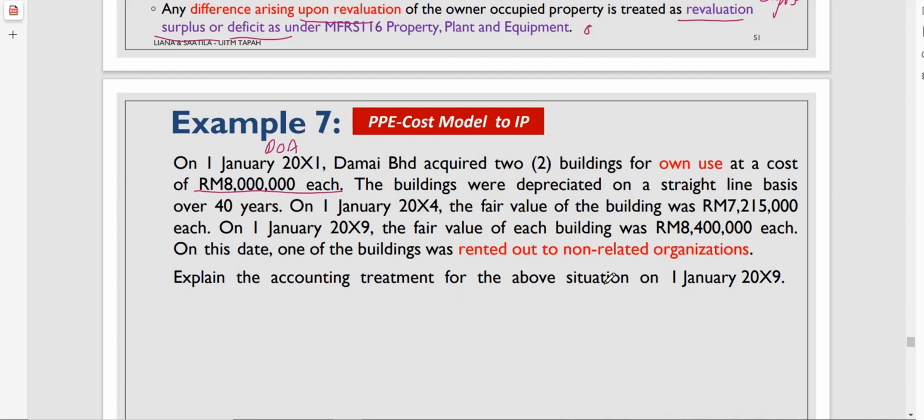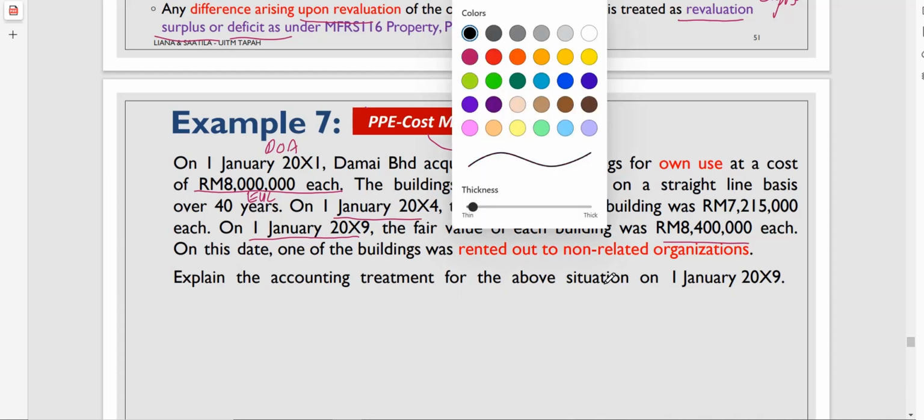Each of the buildings was depreciated on a straight line basis. So what we are doing now is that the PPE is adopting the cost model, and it is going to be transferred to become IP on the date of transfer, because that is a change in use. The buildings were depreciated on a straight line basis over 40 years. So this is the expected useful life. And on 1st of January X4, the fair value of the building was given. And again, 1st of January X7. So this information is best if you can have that on your papers.